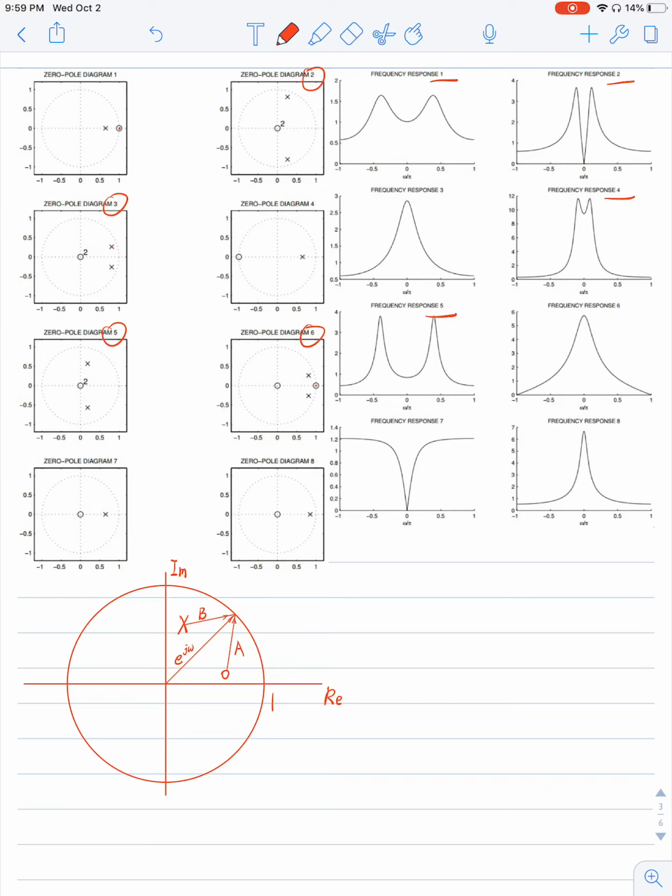We can see that diagram 6 has a zero on the unit circle at 1. So when omega equals 0, the magnitude of the frequency response must be 0. So the corresponding frequency response of diagram 6 can only be 2.